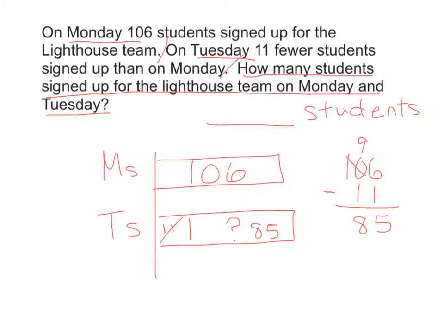So how many students signed up for the Lighthouse team on Monday and Tuesday? We then take our 85 and our 106. We add them together. 6 plus 5 gives me 11. 8 plus 1 gives me 9. Our answer is 191. So we had 191 students on Monday and Tuesday.